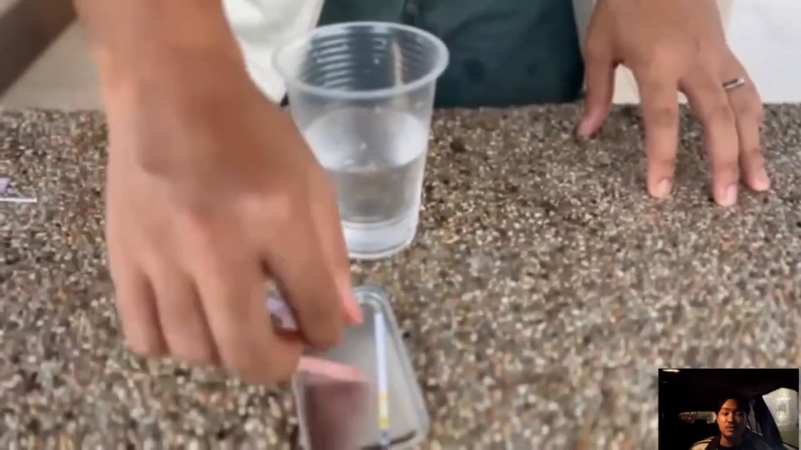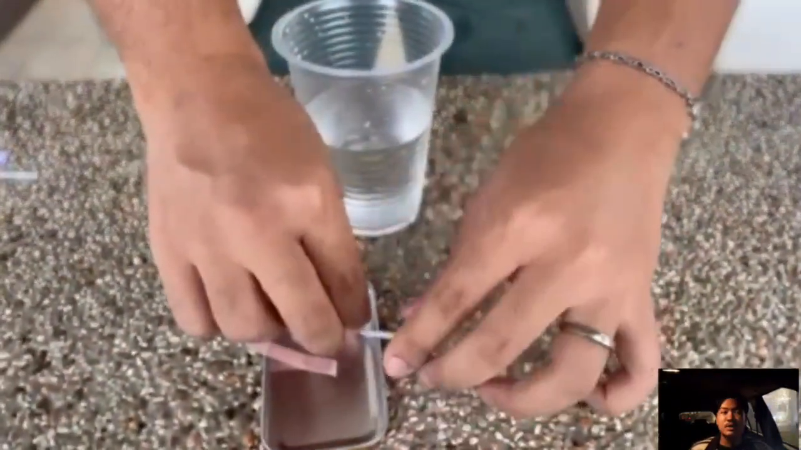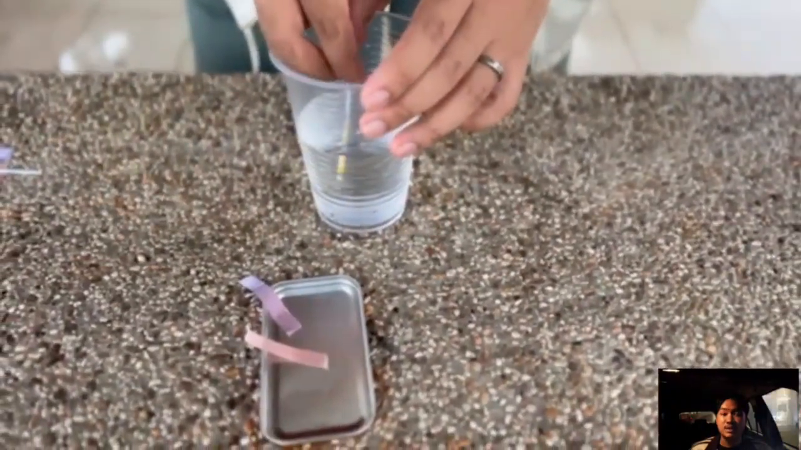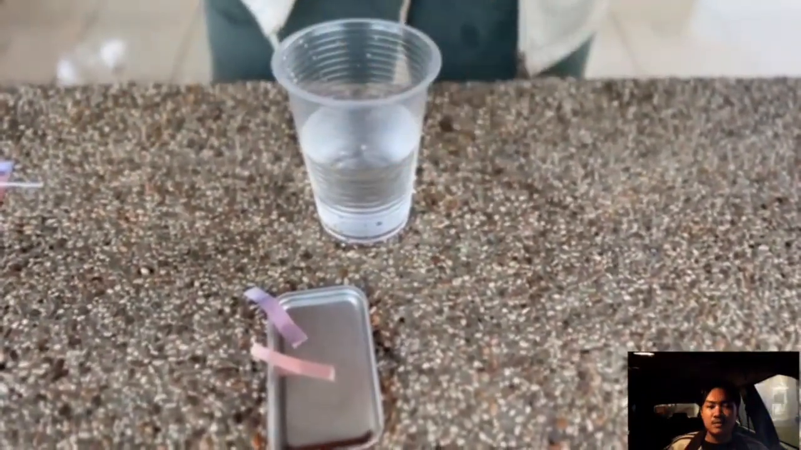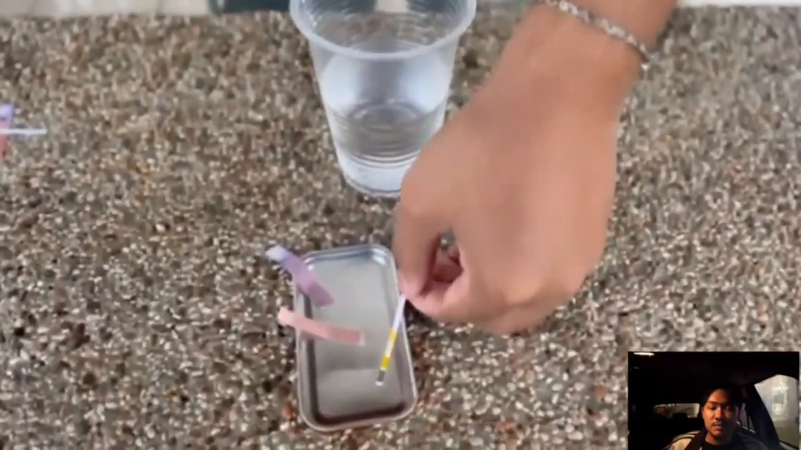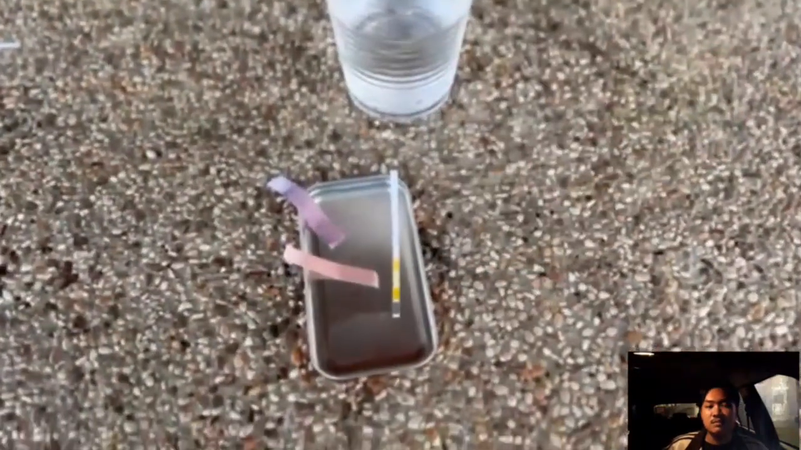Based off the blue and red litmus paper, we can indicate just how acidic a liquid is. But how acidic? The explanation about the blue and red litmus paper and also the pH paper will be continued by the next presenter.